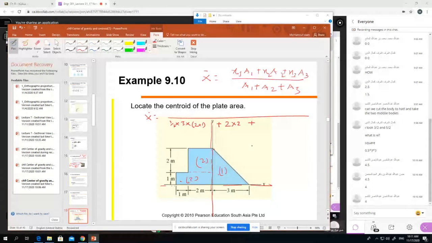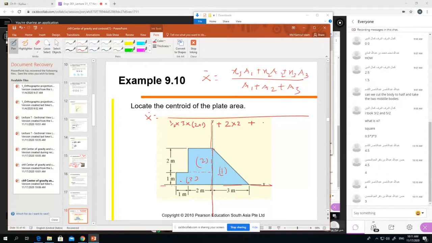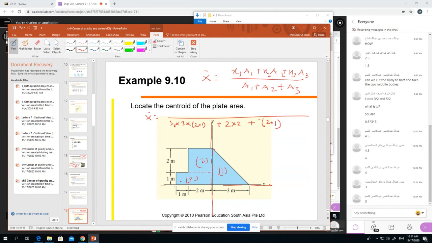Plus, and what else we have? A3 is 2 plus 1. So we have 2 plus 1 into what? 1, right? 3. Done. So A1 is how much? A1, if you calculate, it will give you 4.5.